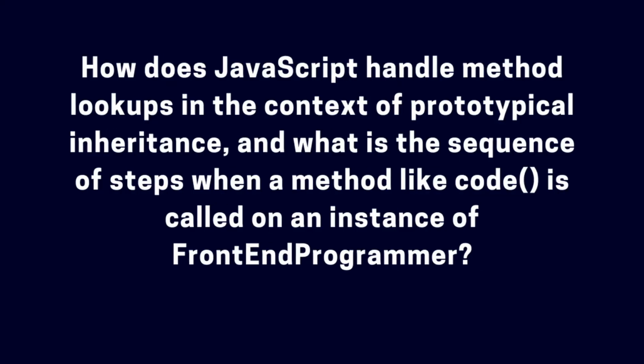How does JavaScript handle method lookups in the context of prototypical inheritance, and what is the sequence of steps when a method like code is called on an instance of front-end programmer?